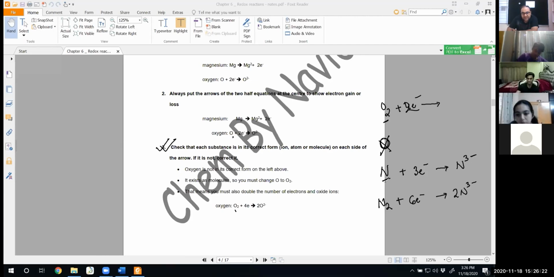So rather than writing it at a time, if you're confident, then it's different. But if you're weak in redox reactions, follow the steps I have given. You'll not make a mistake. So first, you write it as an atom, and then you convert it as a molecule. So that's why here oxygen was gaining 2 electrons, but when it became an O2, it's gaining 4 electrons.